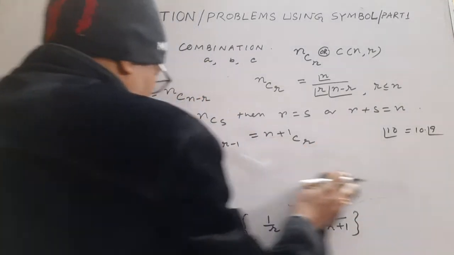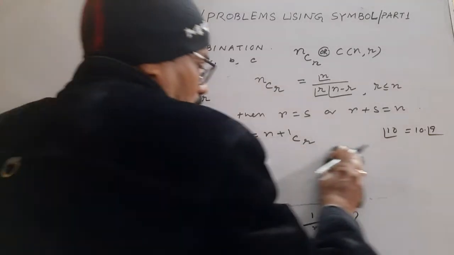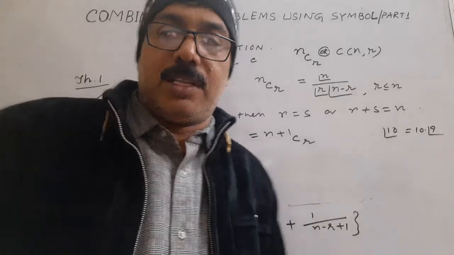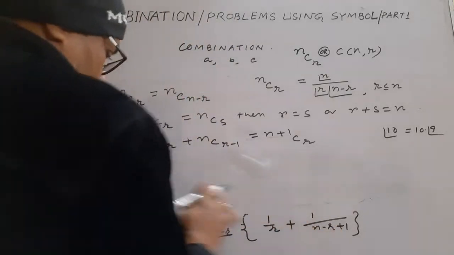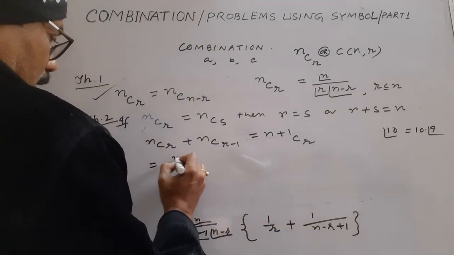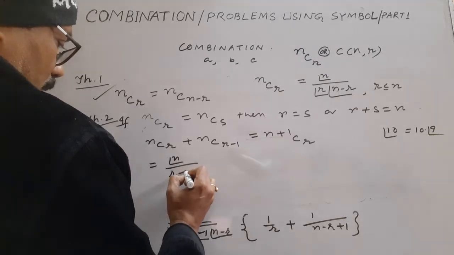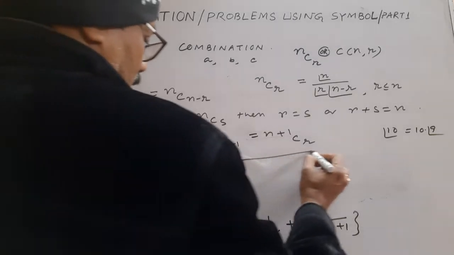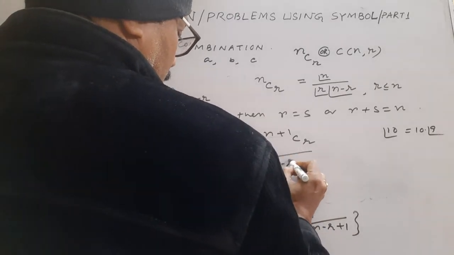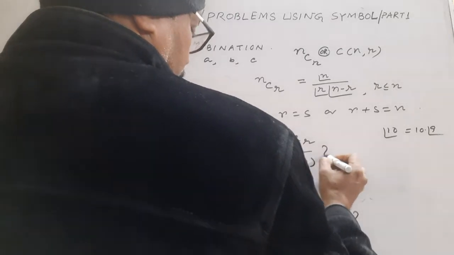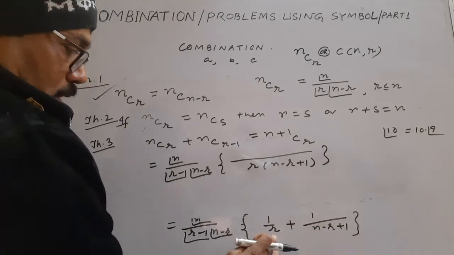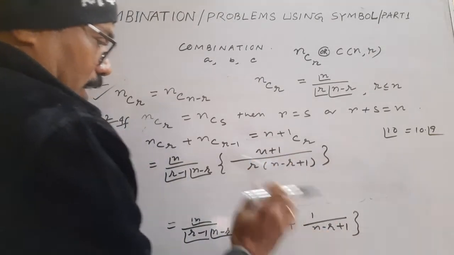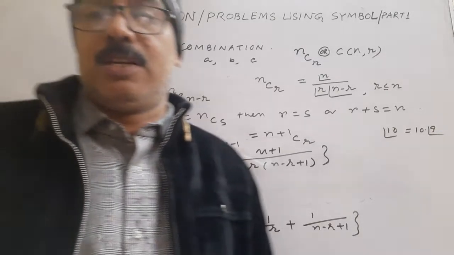So this result is important for board problem. That is why I am giving the proof. Now LHS: factorial n over factorial r minus 1, factorial n minus r. And the LCM is r into n minus r plus 1. And n minus r plus 1 plus r, so this is n plus 1. R cancels, omitting one step.